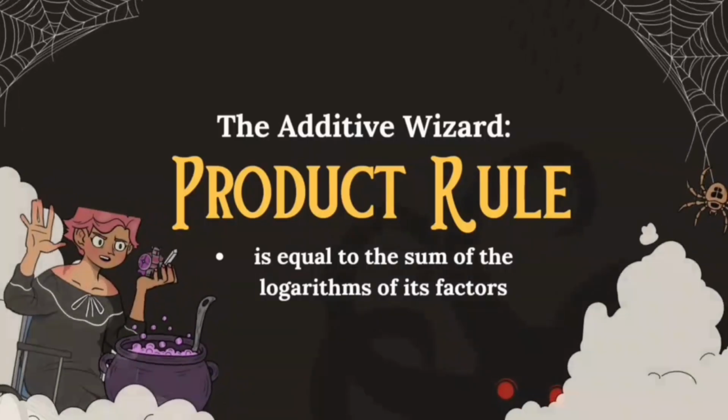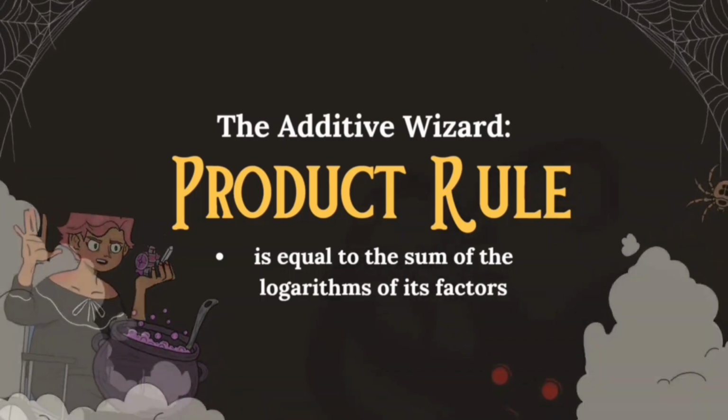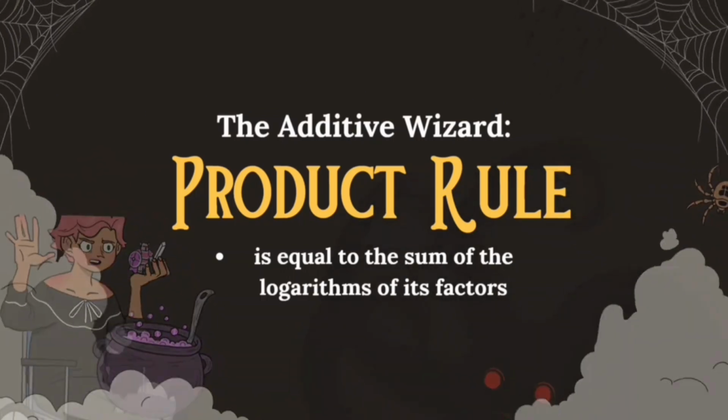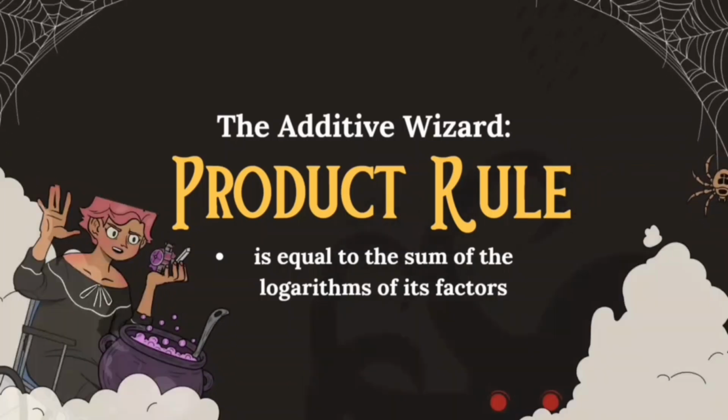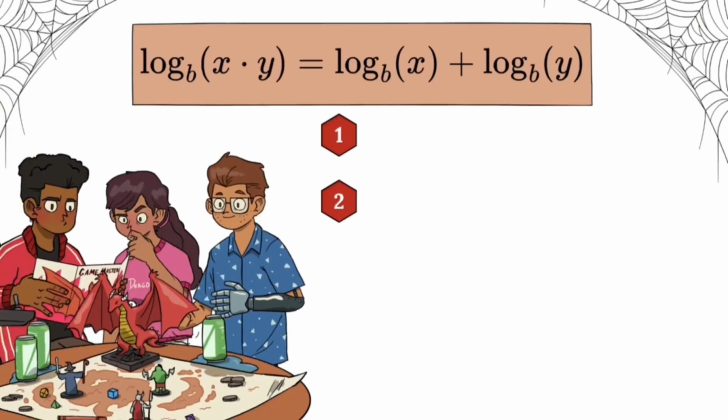First up, we have the additive wizard, the product rule, which is equal to the sum of the logarithms of its factors. Introducing the product rule formula. Log of x times y with base b is equal to log of x base b plus log of y base b. This rule tells us that when we multiply numbers inside a log, it transforms into addition outside.